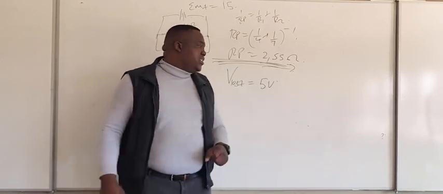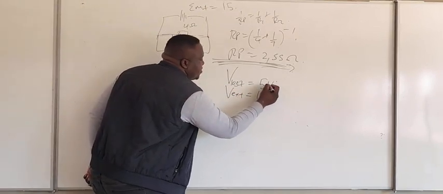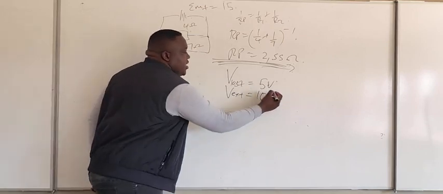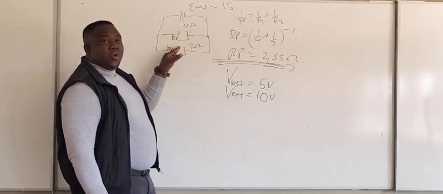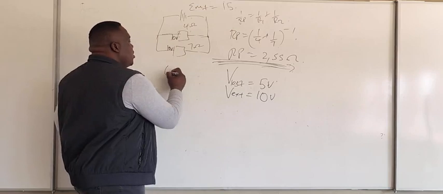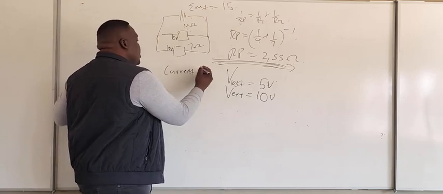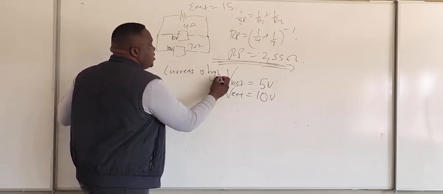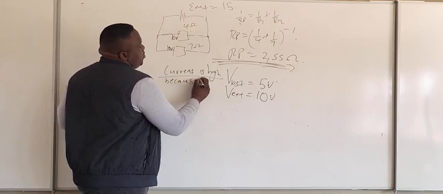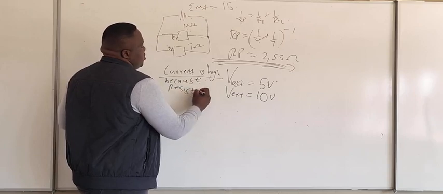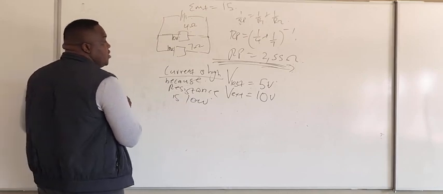When it loses more energy, it means V external voltage is 10 because 5 is lost. External voltage is 10 volts. You understand? Resistance is low. Current is high. Current is high because resistance is low, right?